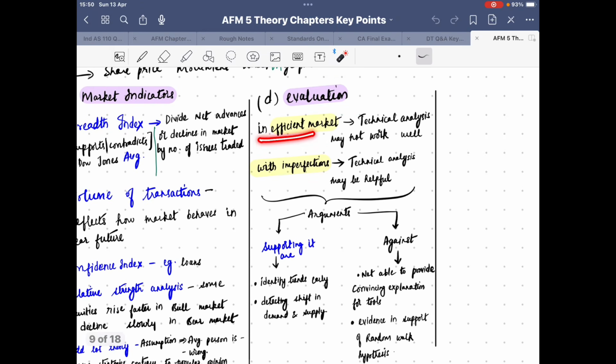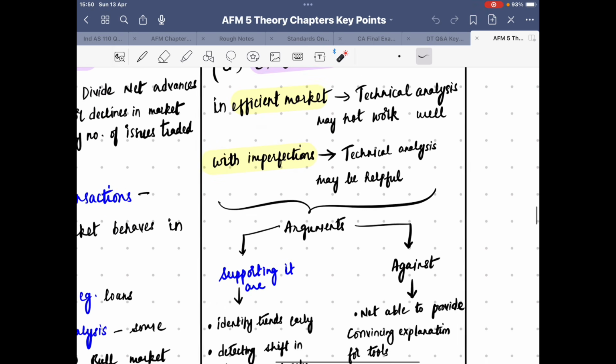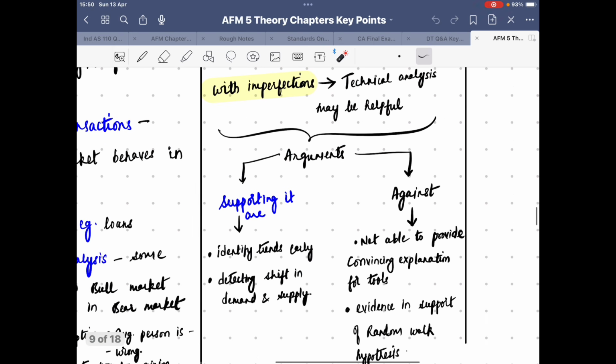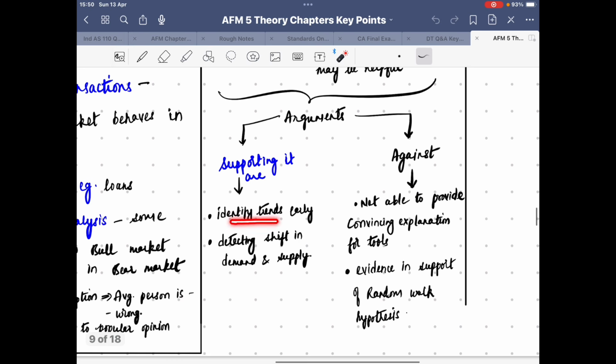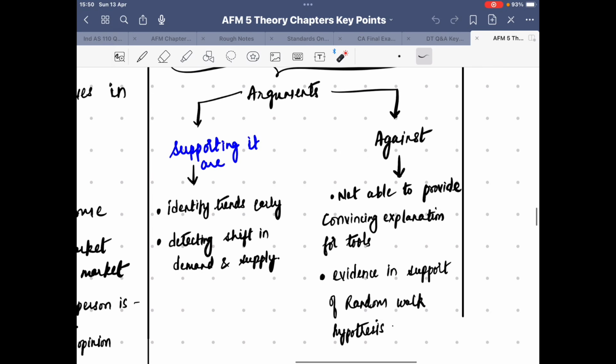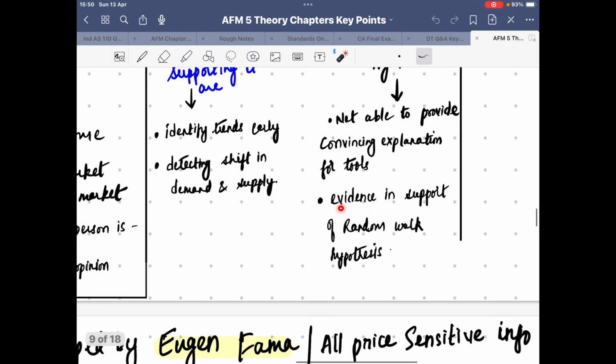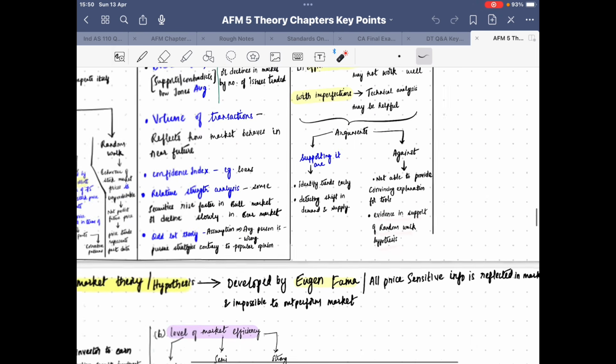Evaluation. In efficient market, technical analysis may not work well. With imperfections, technical analysis may be helpful. Arguments supporting it are identify trends early, detecting shift in demand and supply. The arguments against it are not able to provide convincing explanation for tools, evidence in support of random walk hypothesis.